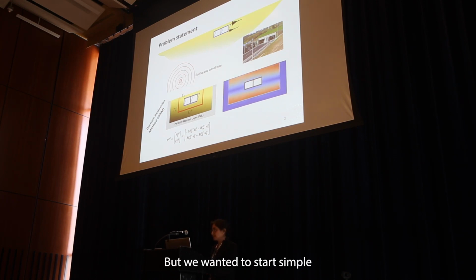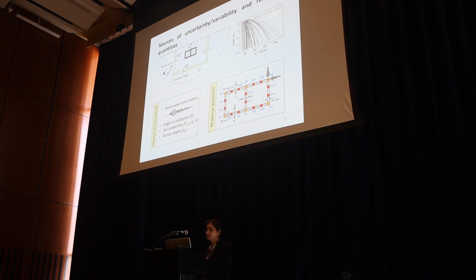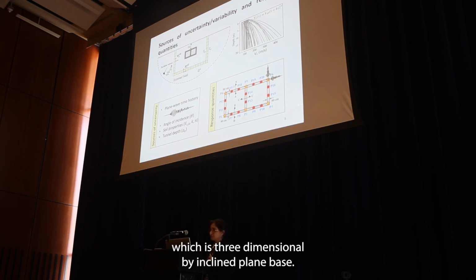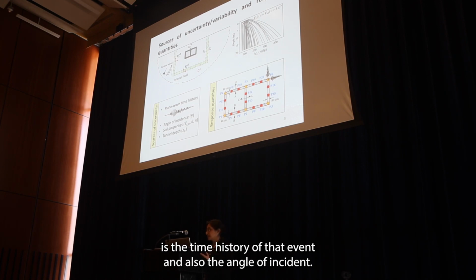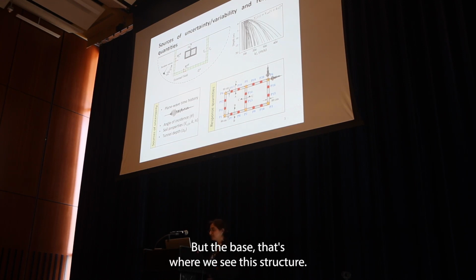But we wanted to start simple, and for that we assumed, as a first step, that everything is linear, so we didn't consider any nonlinearity in the soil or the structure. We also assumed that we can replace the earthquake wavefront, which is three-dimensional, by inclined plane waves. So in order to characterize the incoming waves, what we need is the time history of that event and also the angle of incidence. This is how we characterize the waves that are reaching the structure.